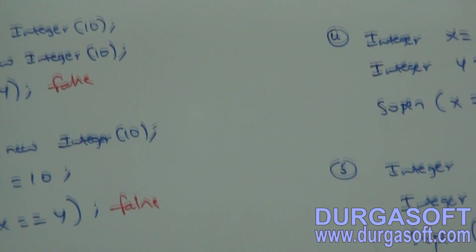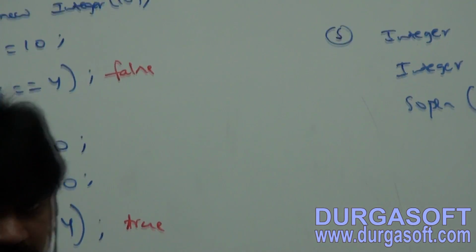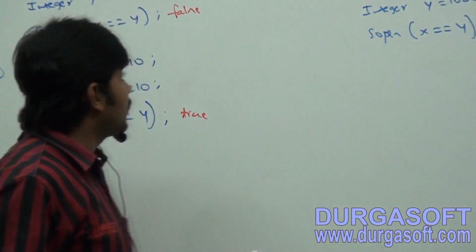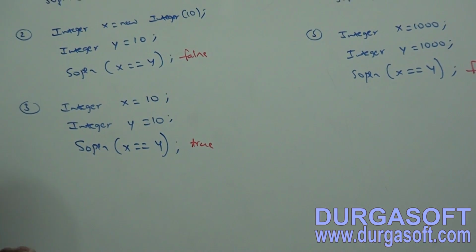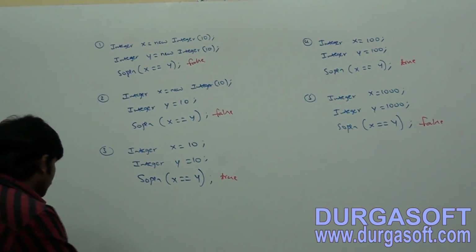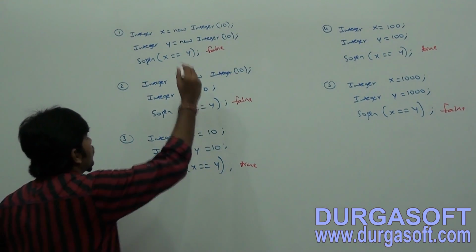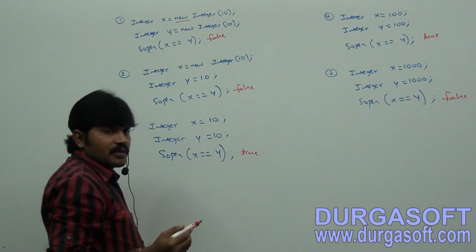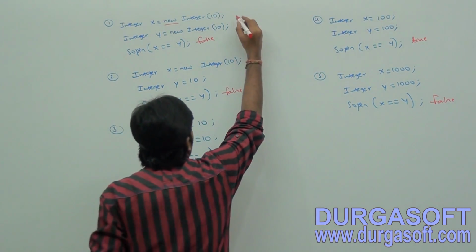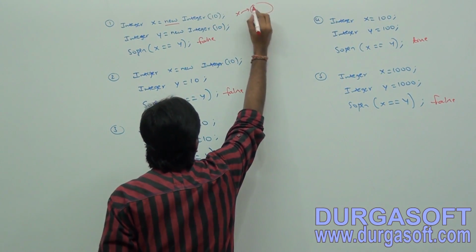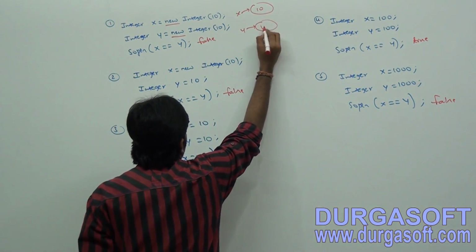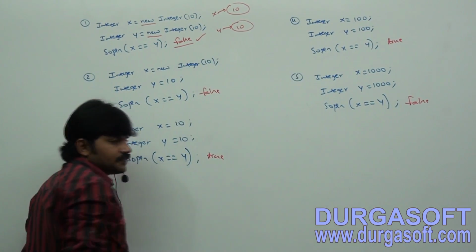Sir, what is the reason? You may ask, sir, can you please explain the reason? Let me explain clearly. Here, Integer x is equal to new Integer(10). Whenever we use the new operator, compulsorily a new object will be created on the heap. That's why x is 10, with the new operator y is 10, and false is the answer.